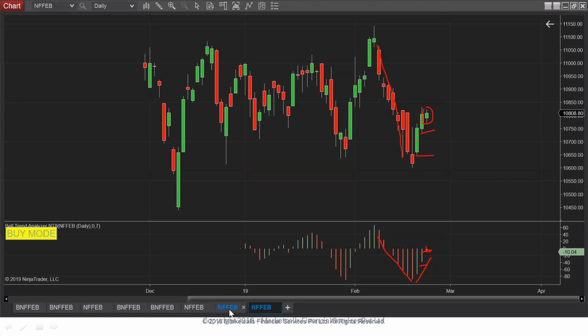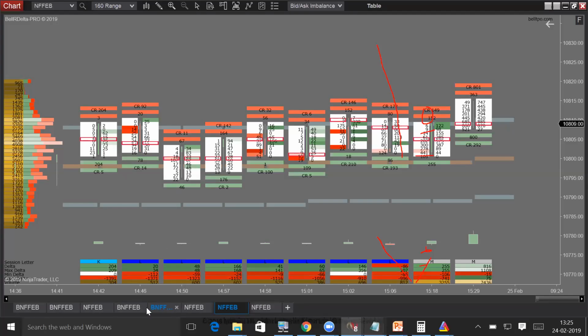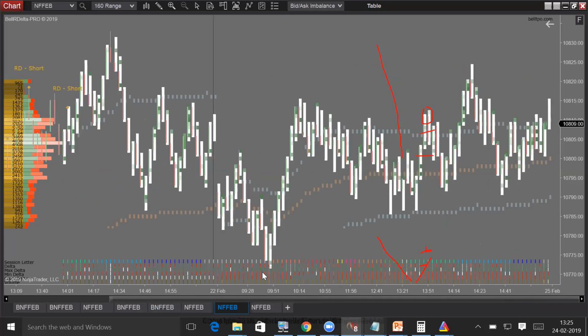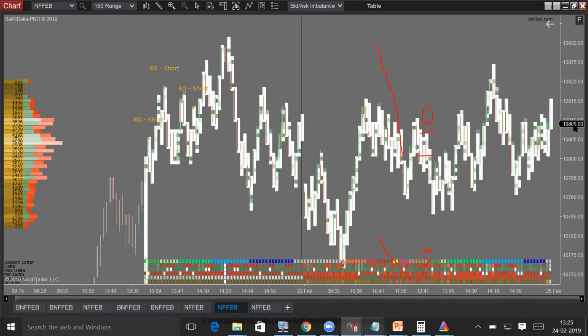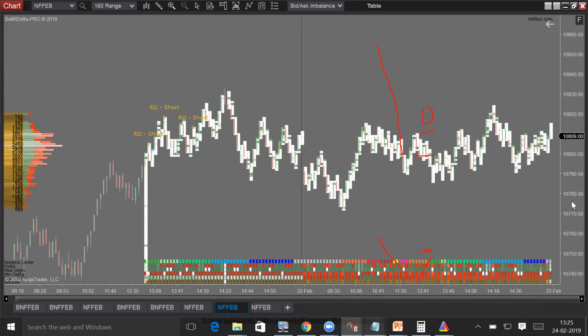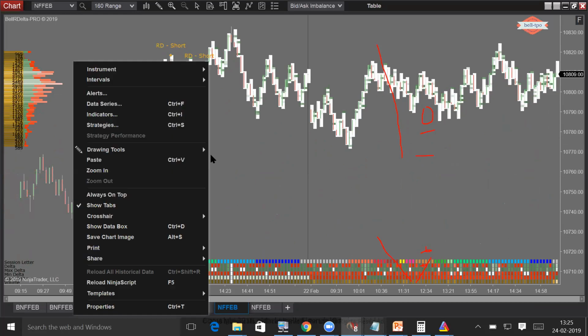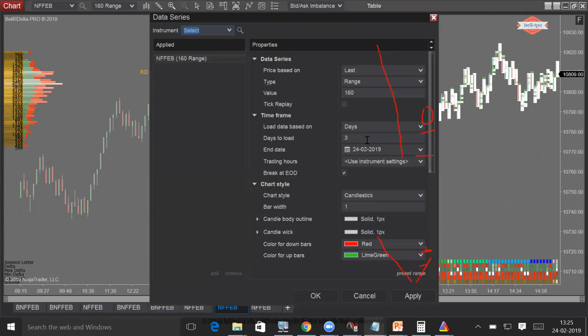And let's go back to the charts and really see if there are any R delta longs in the last 3 days. Maybe number of days. Go to data series. If I go to data series, I'll be able to say how many days I have to load. I have closely some 20 days of backfill data. I'll apply.